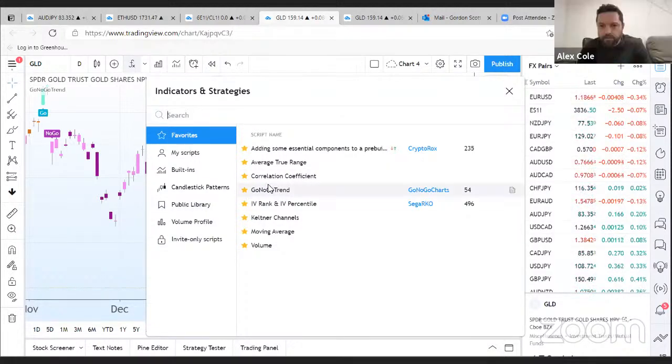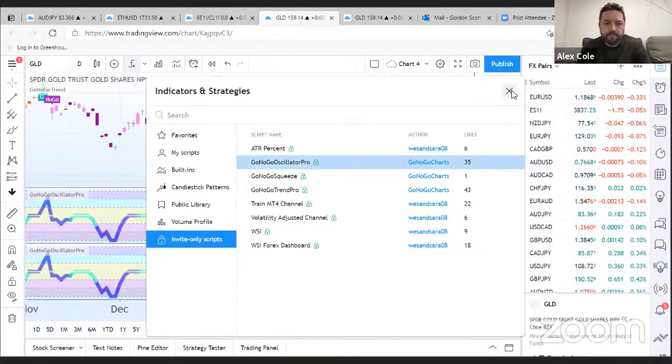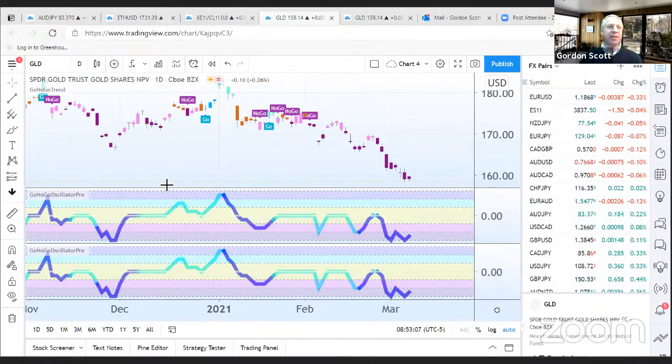Where are the invite-only scripts, down the bottom left there? That's the one I was after. Is it the Oscillator Pro or Squeeze Oscillator? Which one? Pro, yeah. Oscillator Pro is fine. Okay, we'll bring up the Oscillator. All right. So what this does is, oops, I did it twice. I think you clicked on it twice there.